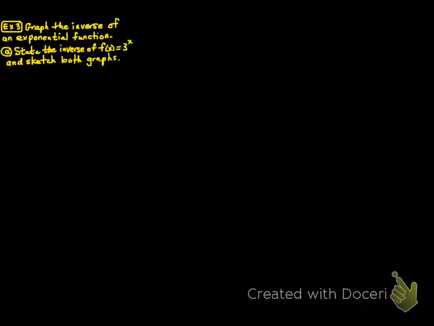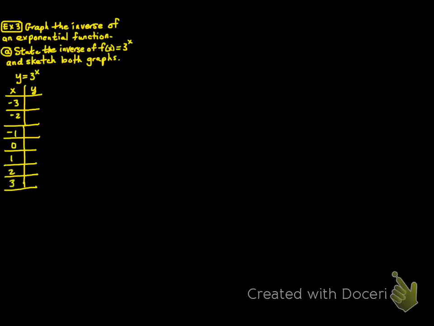In this example 3, we're going to graph the inverse of an exponential function. And A, state the inverse of f of x equals 3 to the power of x and sketch both graphs. Well, first of all, let's come up with a list of ordered pairs of 3 to the power of x. We know that 3 to the power of negative 3 is going to be 1 over 3 to the power of 3, which is 1 over 27.